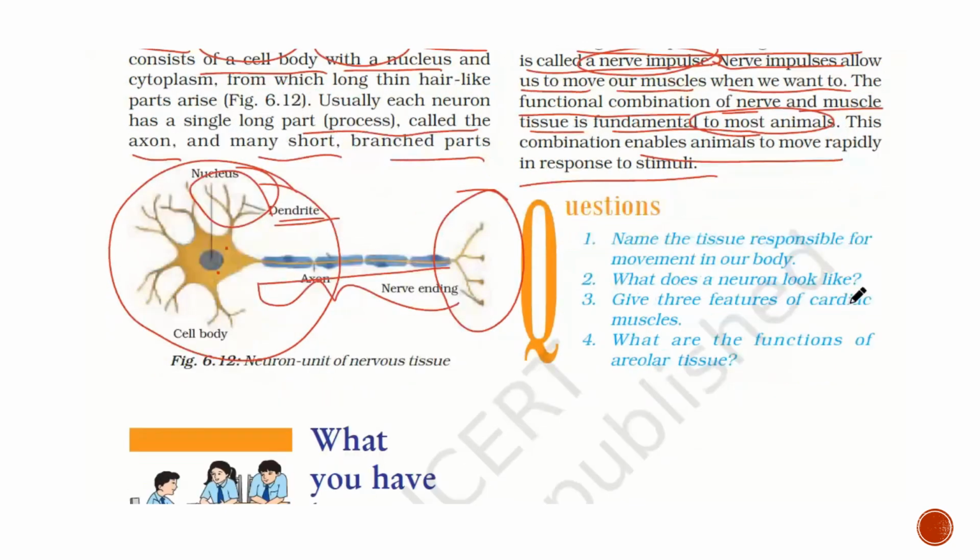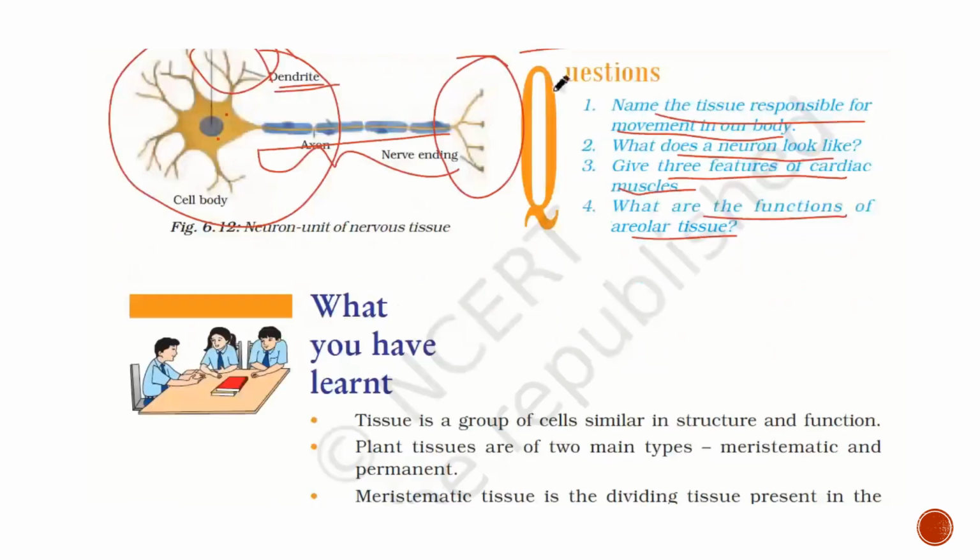So there are several questions here. Name the tissue responsible for the movement of the body. What does a neuron look like? Give 3 features of cardiac muscle. What are the functions of areolar tissue? These are very basic questions. Please do go through them, write the answers and learn them.